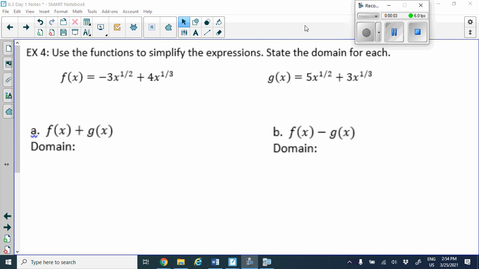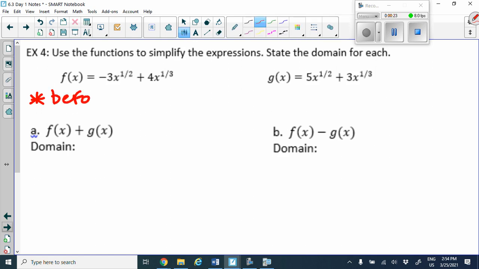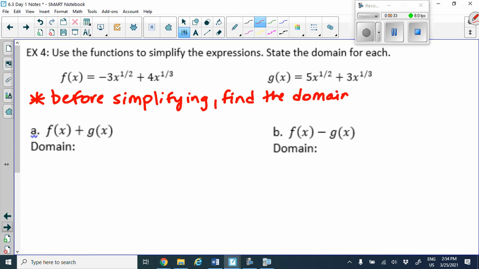We're going to once again do function operations, so adding and subtracting, and determining the domain. Don't forget, anytime we need to find the domain, we need to do it before simplifying. So I'm going to write this again: before simplifying, find the domain. And that's going to be the same case here. So we basically just write down what the f of x and g of x are, then we find the domain, and then we do either adding or subtracting.